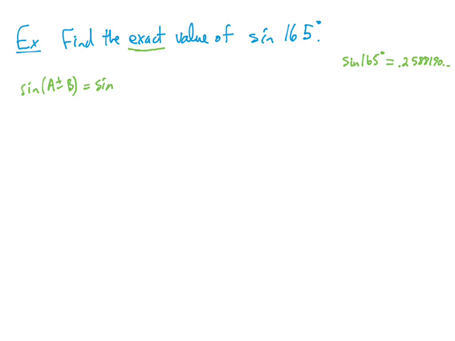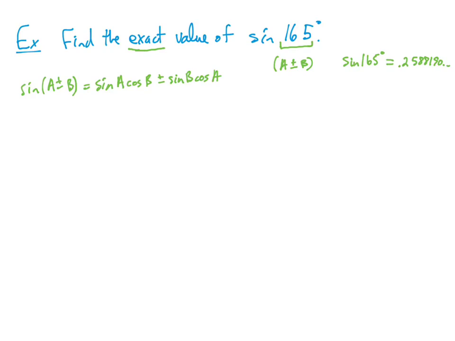As a refresher, sine of A plus or minus B is sine of the first, cosine of the second, we keep the sign the same, sine of the second, cosine of the first. Now what we have here is 165 degrees. We want to write this as something of the form A plus or minus B, and we want A and B to be values that are on the unit circle.